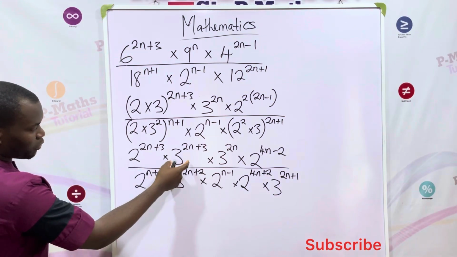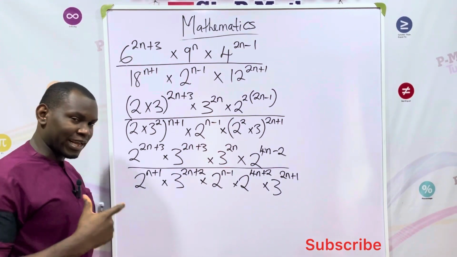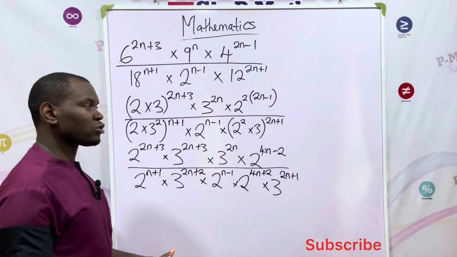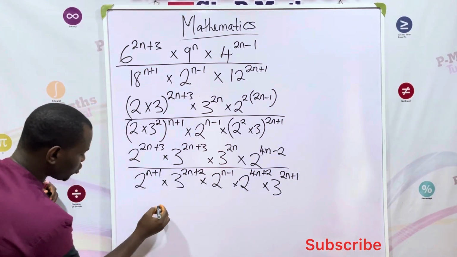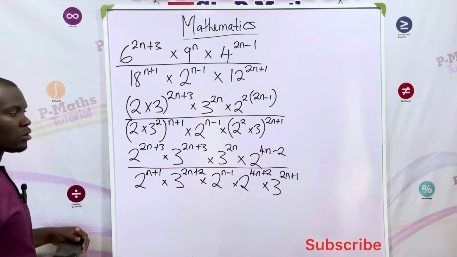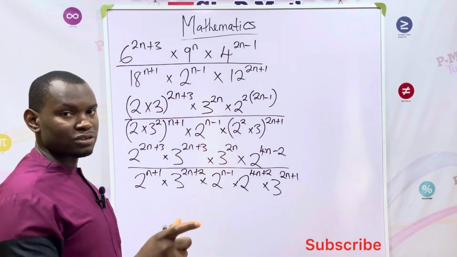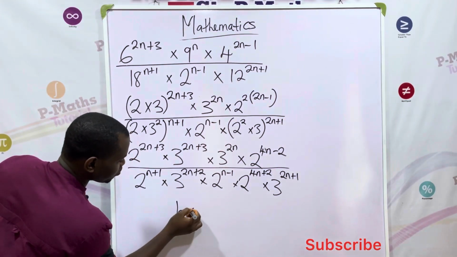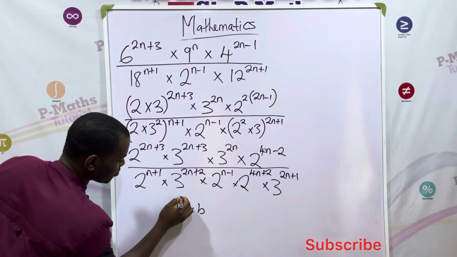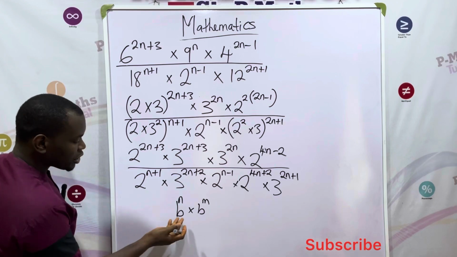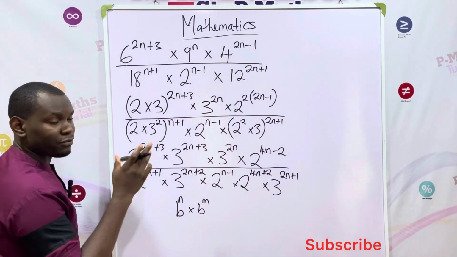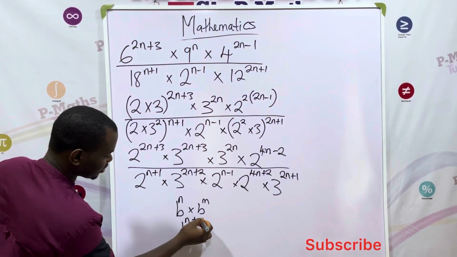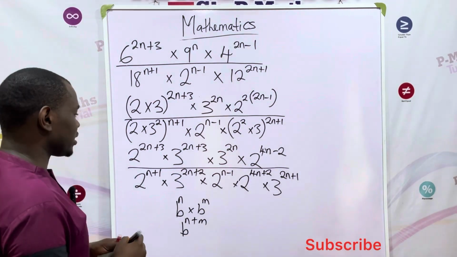If you look here, you observe that we have base 3, base 3, and they are alike. Base 2, base 2, they are alike. And one of the laws of indices says that when you have two bases that are equal and they are multiplying themselves, you can add their powers. For instance, b to the power n times b to the power m. The bases are equal, but their powers are different. What do we do? Pick one base, and then you add the powers. Okay? Let's do that here.